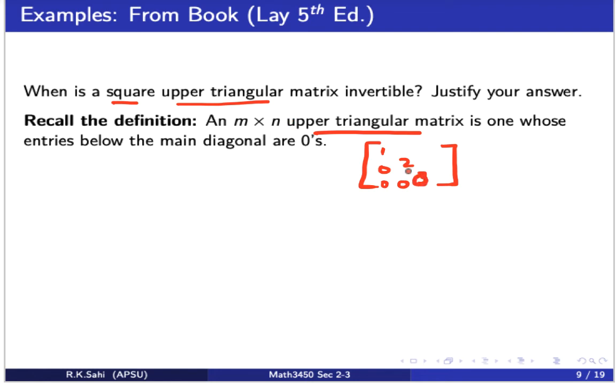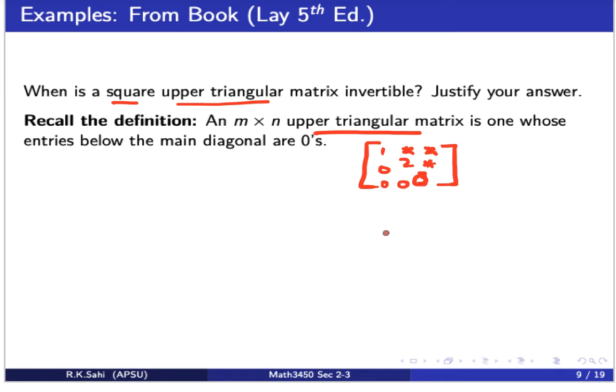Or we can have this to be 0 also. Why not make this 0? So 1, 1, it can be anything. It doesn't matter to us. So I'm just taking a 3 by 3. So this is an upper triangular matrix. Now, when do you think this is going to be invertible? For a square matrix. Now let's look at this example which I picked up: 1 star star, 0 2 star, 0 0 0.